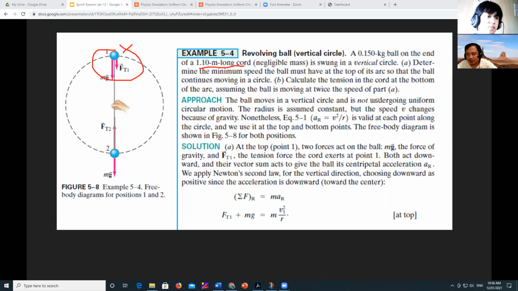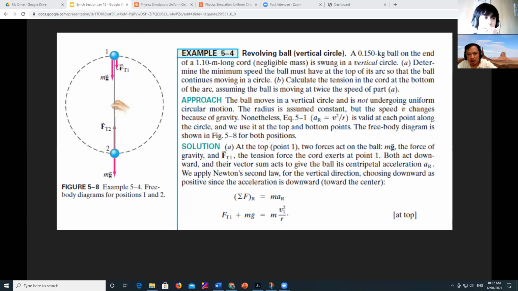The ball moves in a vertical circle and is not undergoing uniform circular motion. In a vertical circle there is no uniform circular motion, because the amount of force differs at each point based on this illustration. The radius is assumed constant, but the speed v changes because of gravity. Nonetheless, equation 5-1 for v squared over r is valid at each point along the circle, and we use it at the top and bottom points. So the free body diagram is necessary. I have told you, it's important to draw a free body diagram.